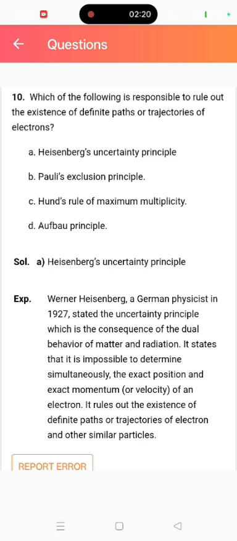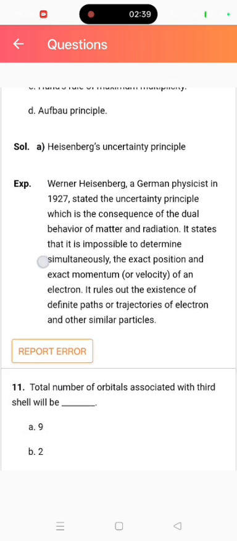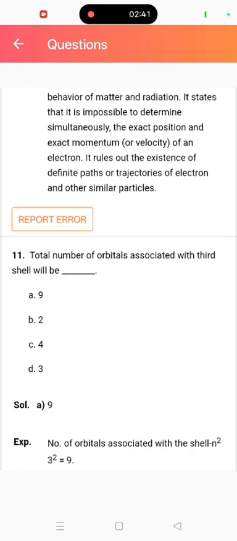See, according to this, it states that it is impossible to determine simultaneously the exact position and exact momentum of an electron. It rules out the existence of definite paths or trajectories of electrons and other similar particles. At the same time, we cannot say about momentum and the position. Okay. Next, total number of orbitals associated with the third shell will be.